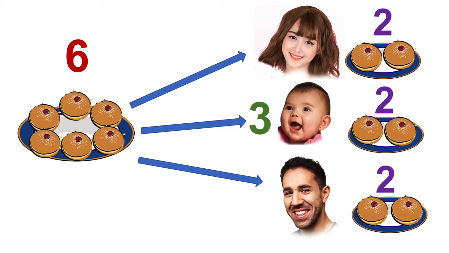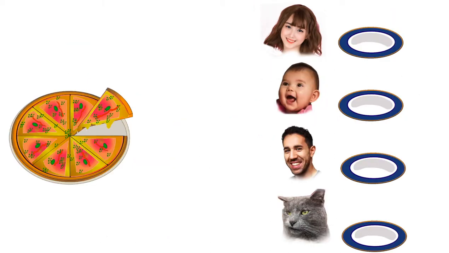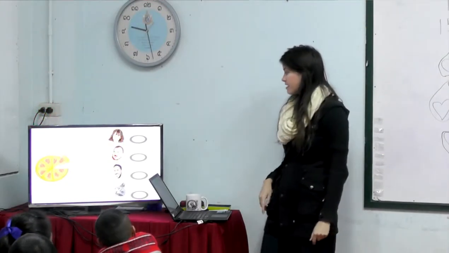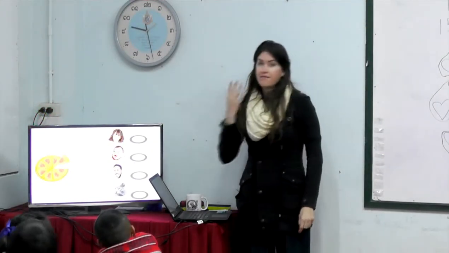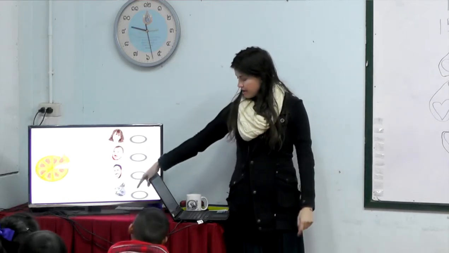So when we write this with our division sign, we say 6 divided by 3 equals 2. Because everybody got 2. Everybody got 2 cookies. Okay, what's next? Pizza. How many pieces of pizza do we have all together? 8. Yeah, we have 8 pieces of pizza. How many friends? 4 friends. The girl, the baby, the man, and the cat.